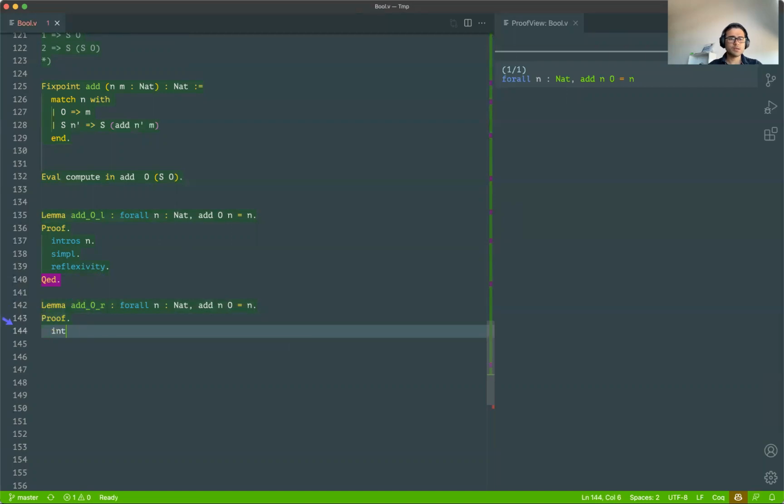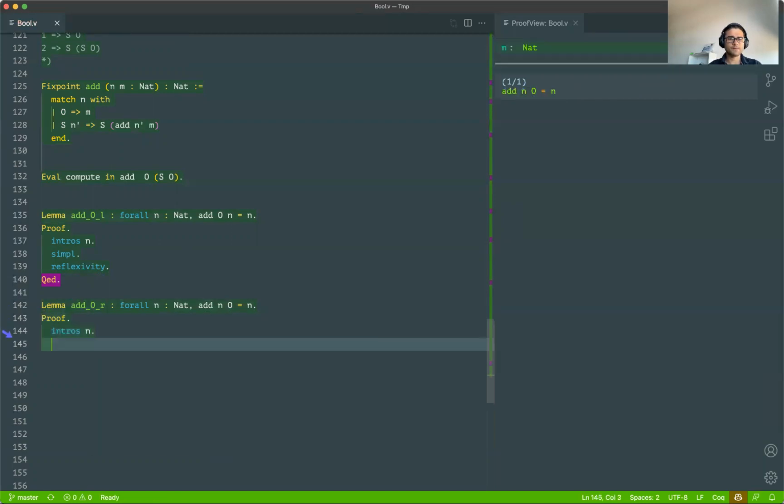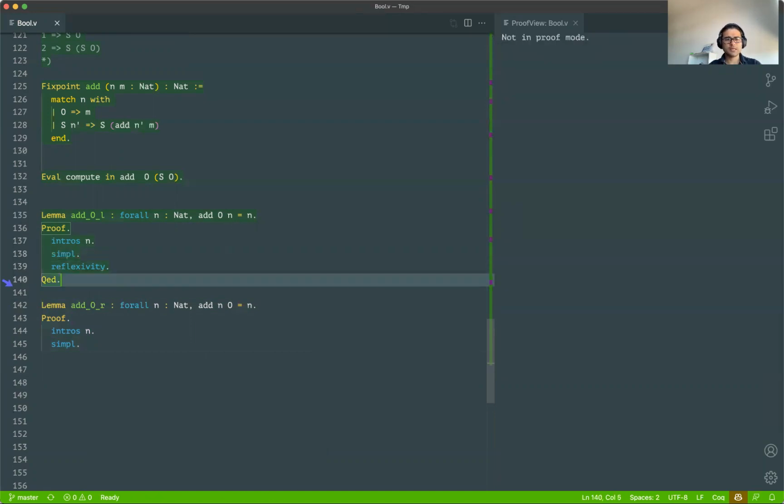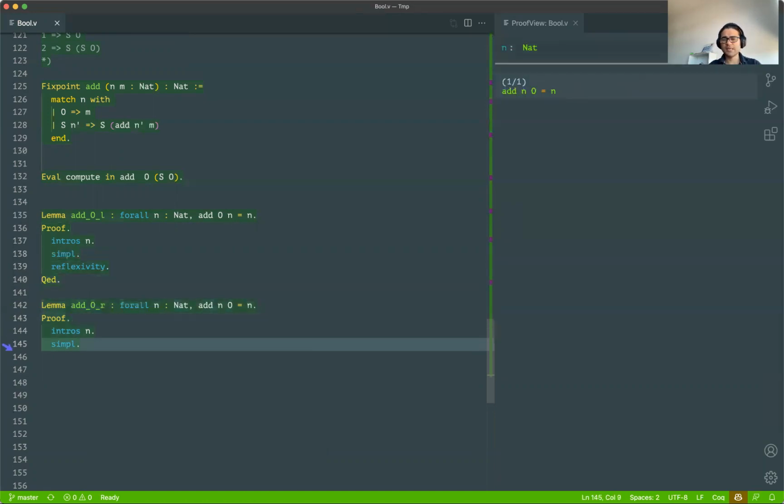Prove. intros n. simpl. Oh, it's not simplifying anymore. If you remember here, but here nothing is happening. So this is another learning of the day.